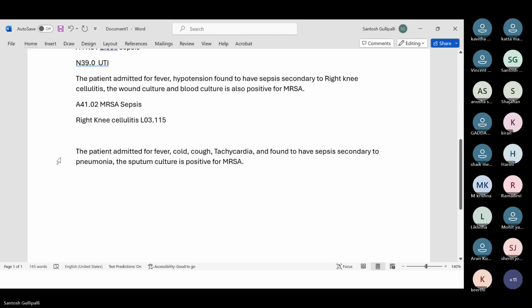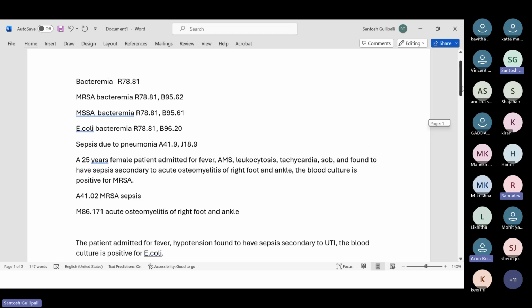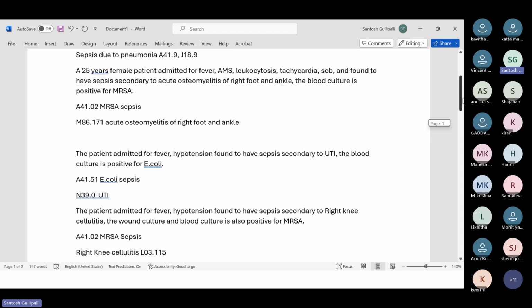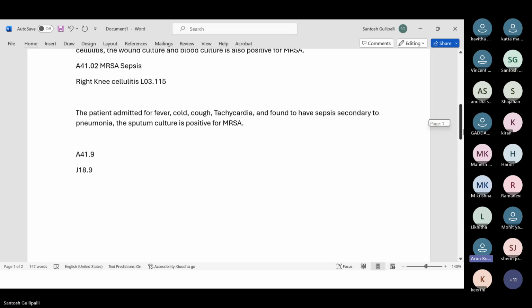A41.9 sepsis, and the pneumonia J18.9, and the MRSA code. Okay, what is the MRSA code? B95.62. Okay, MRSA.